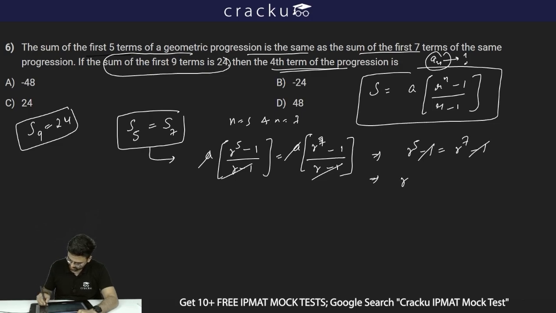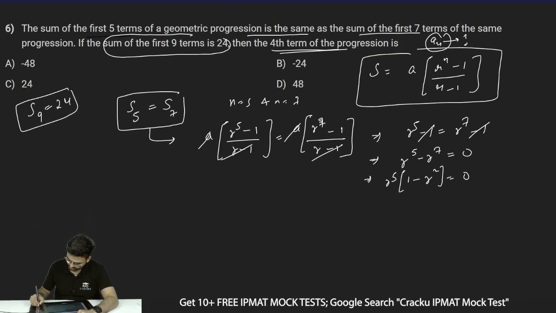I'll bring this r to the power 7 to the left hand side. So r to the power 5 minus r to the power 7 is equal to 0. Or I can write r to the power 5 into 1 minus r square is equal to 0. So these are the 3 solutions from here. I can further simplify this as r to the power 5 into 1 minus r into 1 plus r, this is equal to 0.